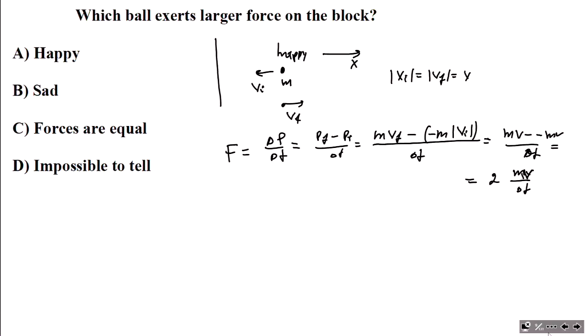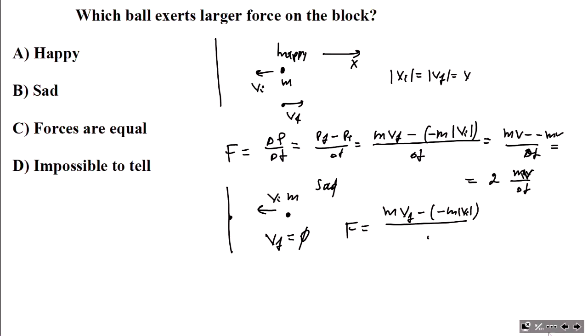That's an expression for the happy ball. What will be the difference for the sad one? It doesn't bounce back. So it sticks to the wall, which means final velocity will be equal to what number? 0. So if we repeat exactly the same calculation, it's going to be 0 minus minus, plus mv over delta t. So we can see that the difference between the force they exert is a coefficient of 2. The happy ball exerts force twice stronger.